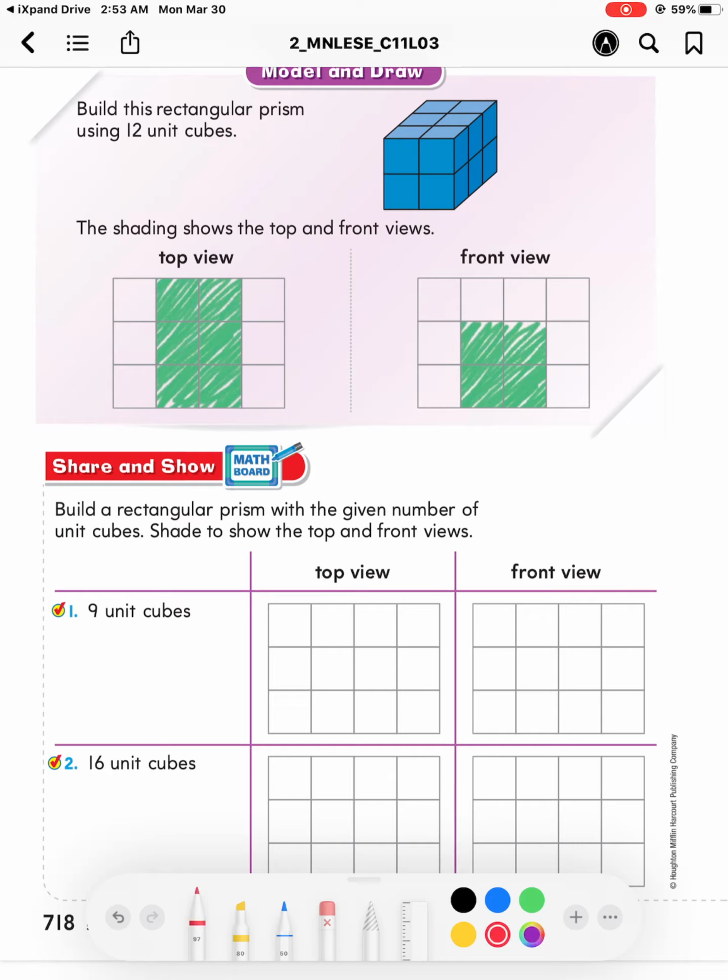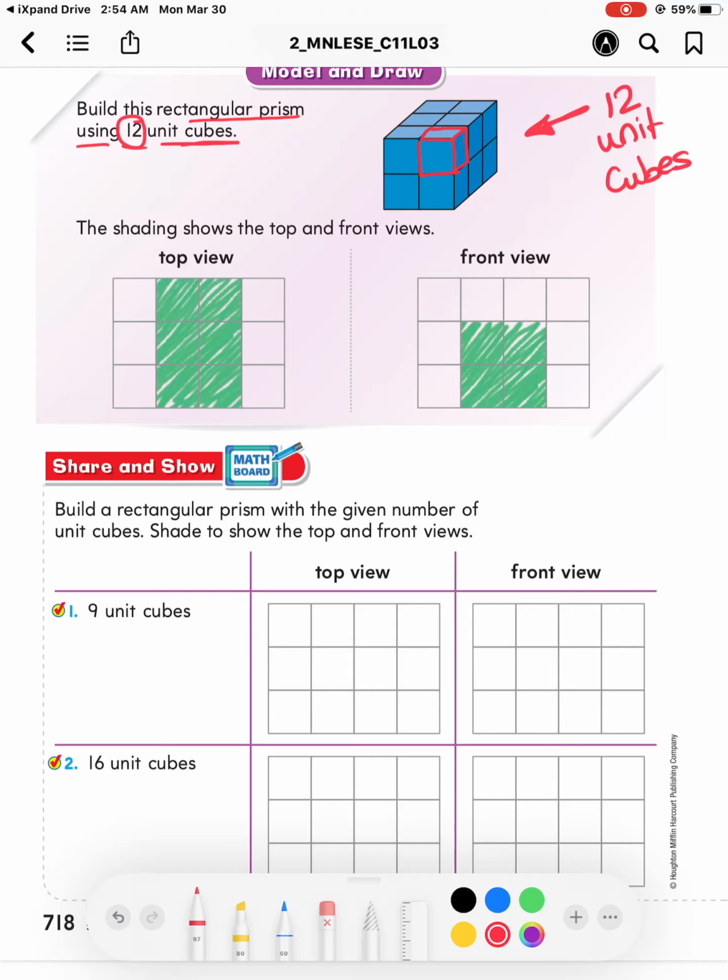Now, let's read. Model and draw. Build this rectangular prism using 12 unit cubes. So we have here, this is a cube. This is a cube. So in order to create this rectangular prism, how many unit cubes did we use? We used 12 unit cubes.